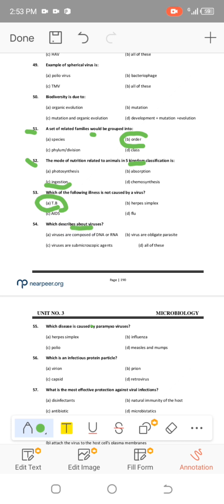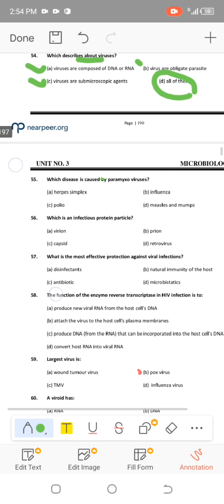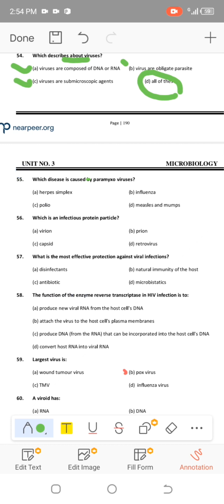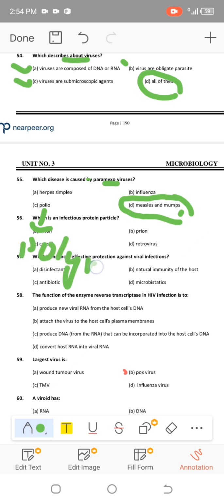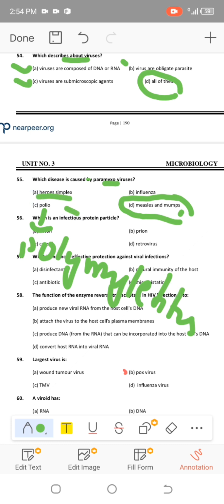Which describes viruses? Viruses are composed of DNA or RNA, right? Viruses are submicroscopic agents, right? Viruses are obligate parasites, right? So all of these are the correct option. Now, which disease is caused by paramyxovirus? Measles and mumps are caused by paramyxovirus. If I talk about the poliovirus, it basically causes poliomyelitis. And if I talk about the herpes virus, it causes herpes.